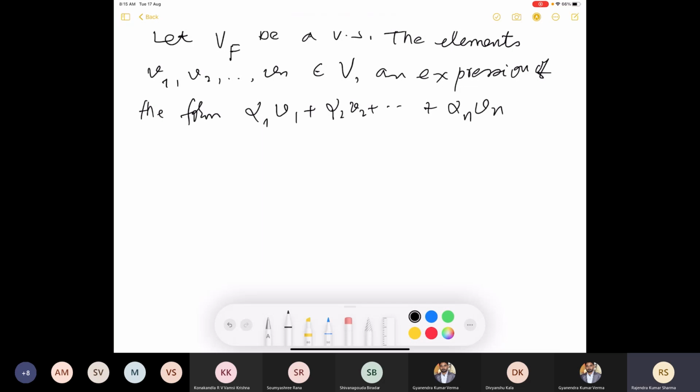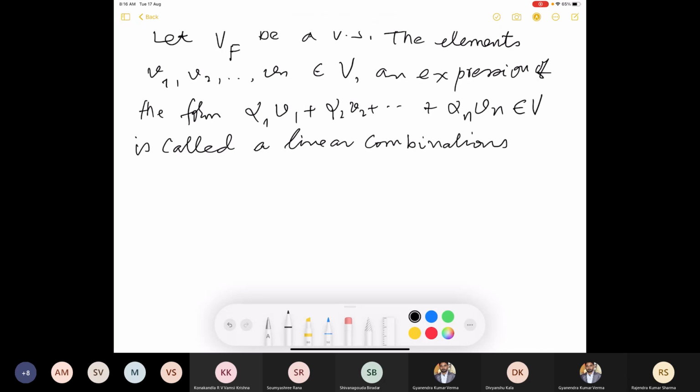Now this expression has alpha's from F and Vj's from V, and therefore this becomes an element of V. This is called a linear combination of the vectors V1, V2, Vn in V over F.